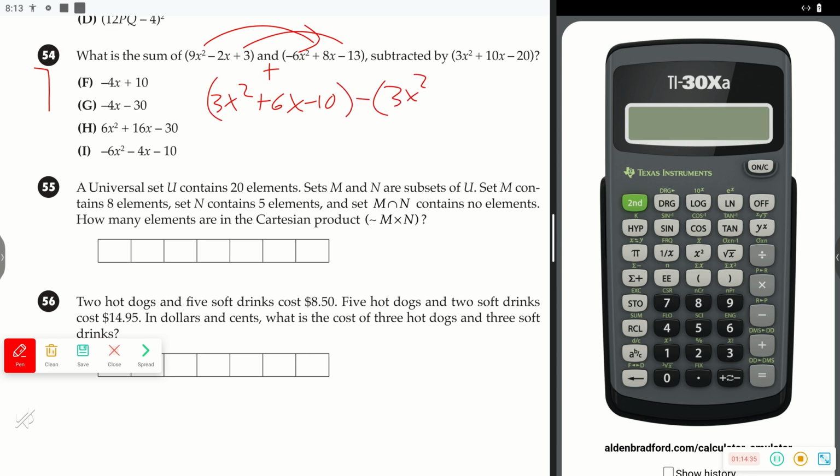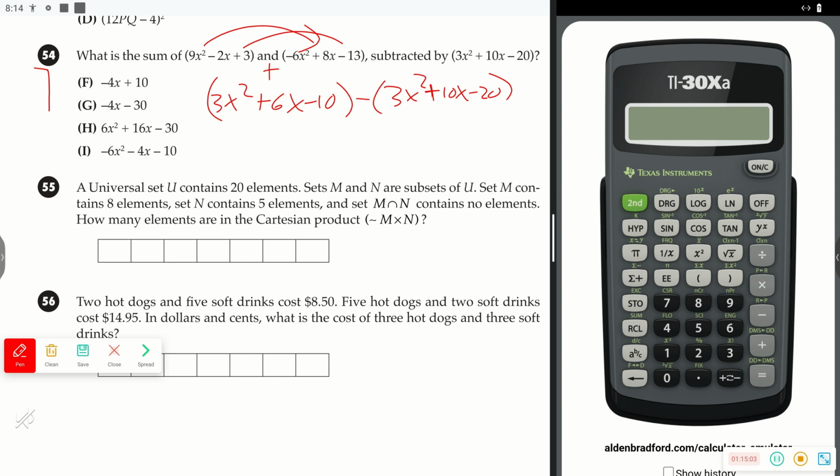Minus 3x squared plus 10x minus 20. Now if you want to, instead of this minus sign, you can make this positive and switch the sign of all of these. So this would be minus 3x squared minus 10x plus 20. And then you can just add the two expressions. That's fine. I actually just always do it like this.